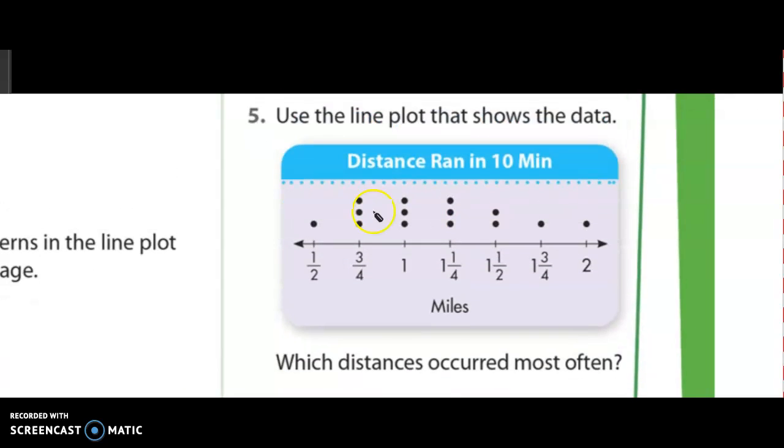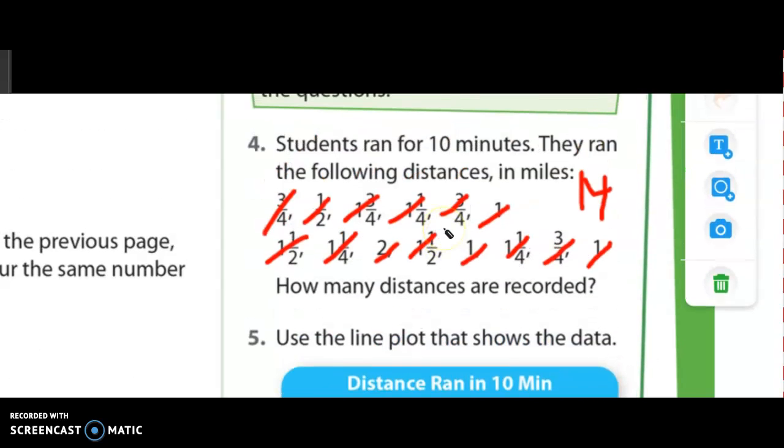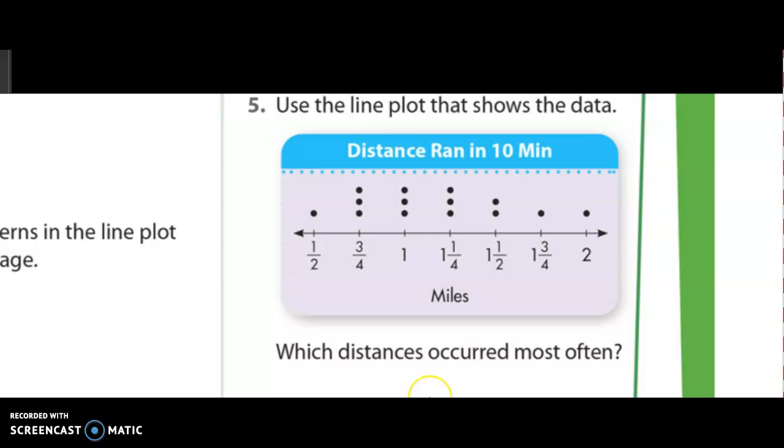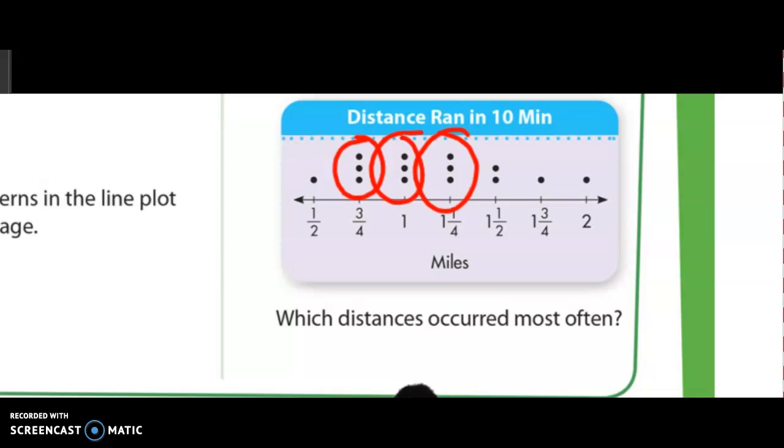The question here is which distances occurred most often? Well, that would have been hard for me to tell from the data set up here until they turned it into the line plot. Now I can look and say, okay, I see that 3/4 of a mile looks like it was pretty often. 1 mile was just as often, and 1 1/4 of a mile was also just as often. So I can see the 3 distances that occurred most often were 3/4 of a mile, 1 whole mile, and 1 1/4 of a mile.